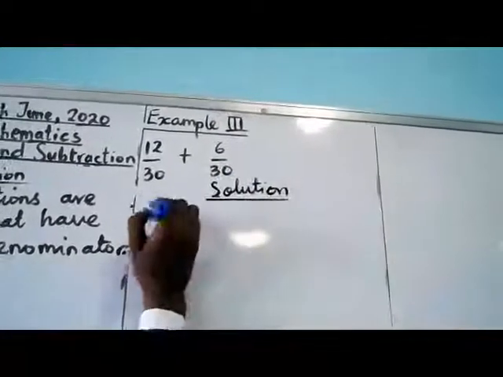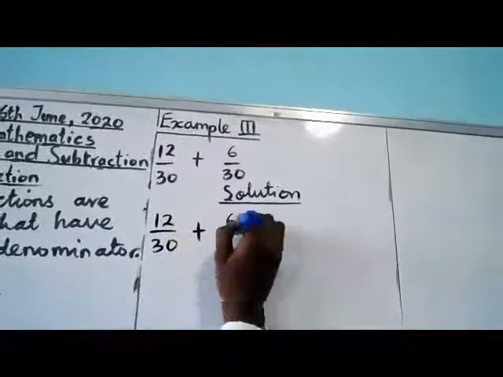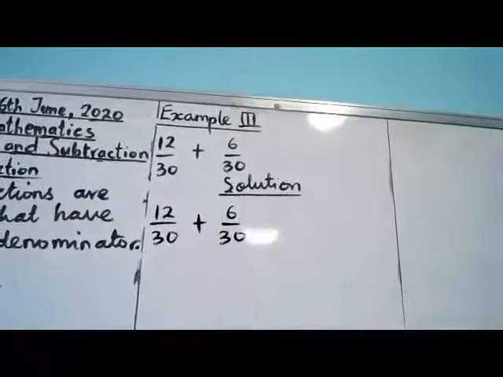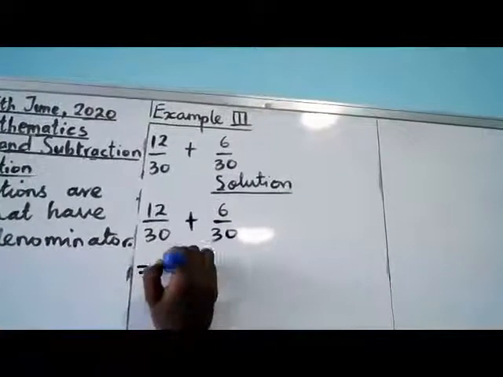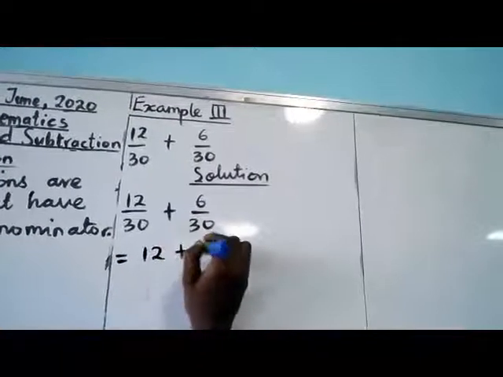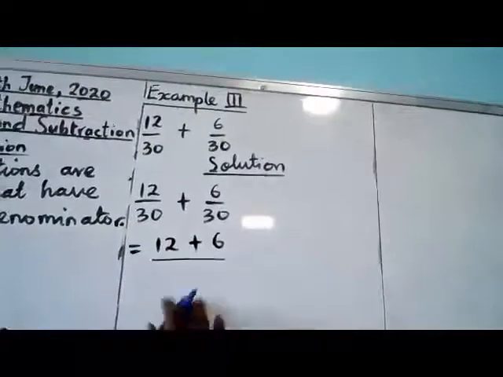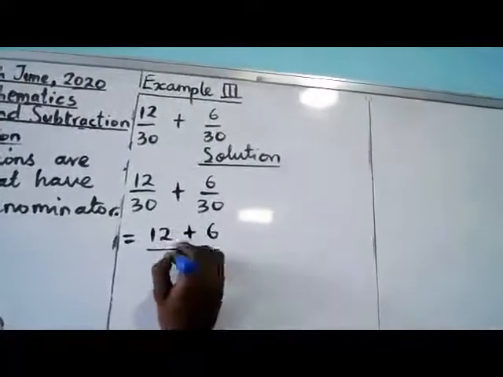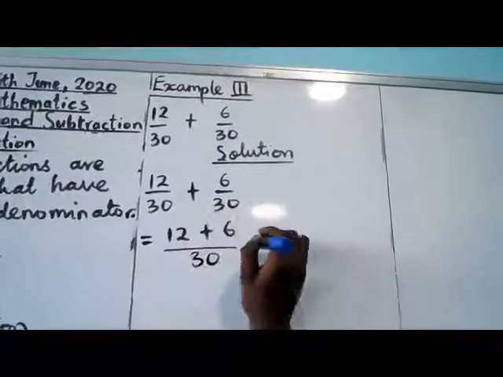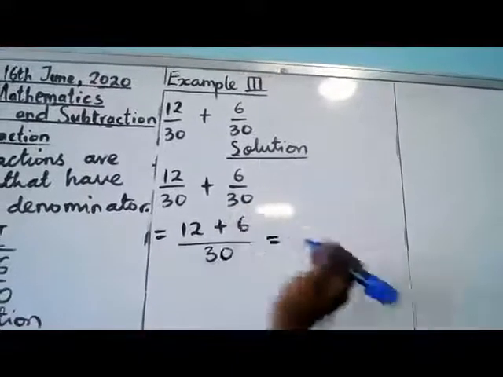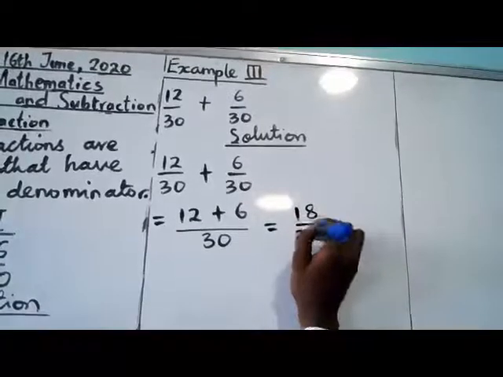So you have it as 12/30 plus 6/30. What's the next thing we do? We arrange it as your numerator first. 12 plus 6 over, you bring down your denominator. You already know what you are supposed to do in a case like this. So just bring down the value there, 30. And that will be equal to what? 12 plus 6 will give us 18/30.